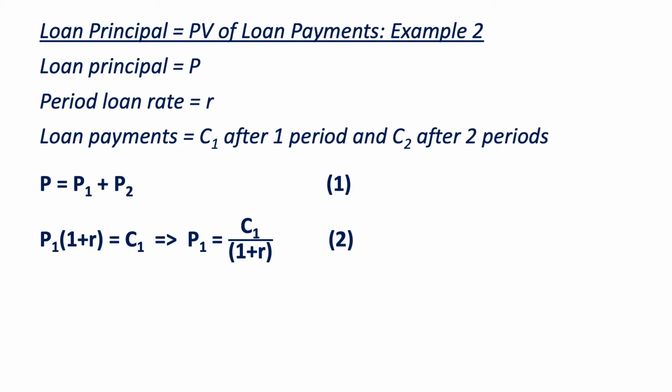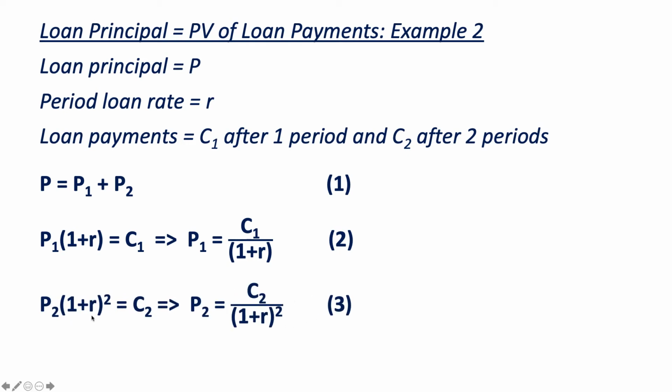Then for P2, it matures after two periods. The principal plus interest for this loan after two periods will be equal to P2 times 1 plus R squared, and it should be equal to C2 such that the loan can be fully settled. And so we can come up with this equation, P2 times 1 plus R squared equal to C2. We then divide both sides by 1 plus R squared, and we will end up with this equation. We call it equation 3.